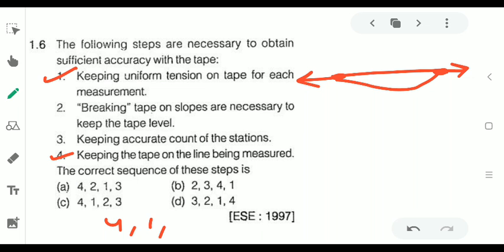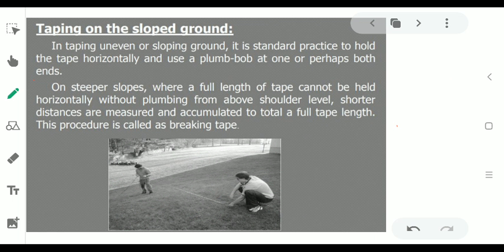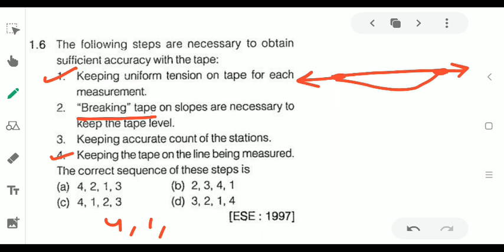But looking at other options, breaking the tape on slopes is necessary to keep the tape level. So what is this term breaking the tape? We'll see. Wherever we are on sloping ground, the first principle while using the tape in chain surveying is that we need to keep the tape level. So we place the tape on a level platform between any two points. But where our slope is very steep, at those locations we cannot keep the tape horizontal in full length. So to avoid this, we measure a certain distance keeping the tape level, then we break, then again we measure and then we break, then again. So this process is continued until we measure the complete distance. Then the complete distance is accumulated to total a full tape length, and this procedure is called breaking the tape. So that would be our option.